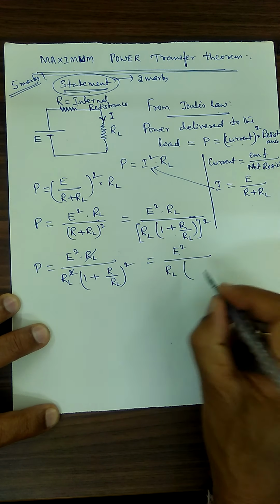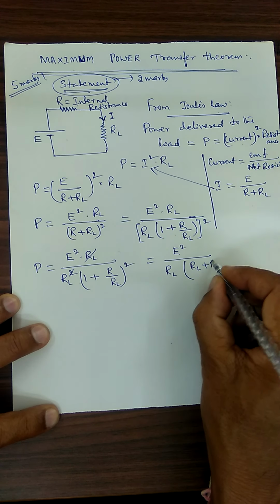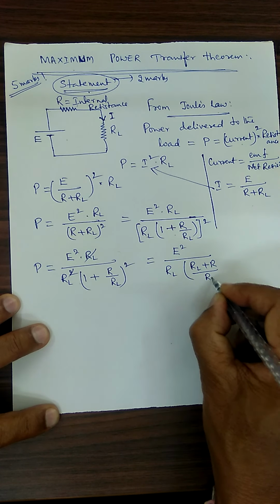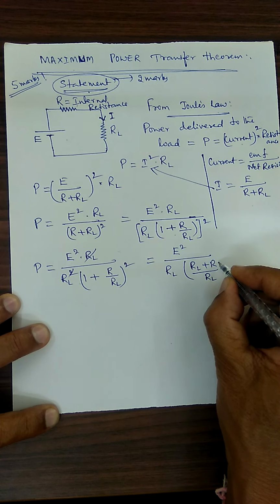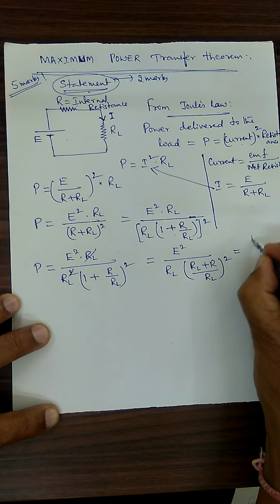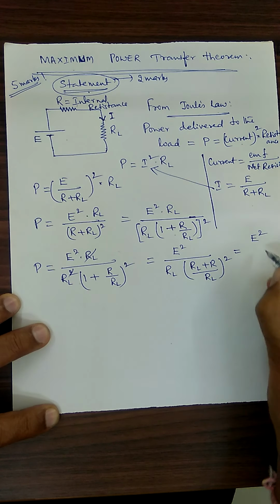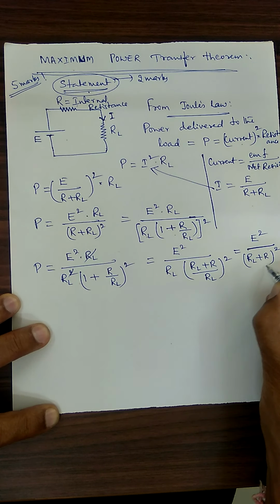Here, LCM: RL plus R divided by RL, that whole square. That is equal to E square. One RL gets cancelled here. So you are going to have RL plus R whole square divided by RL.